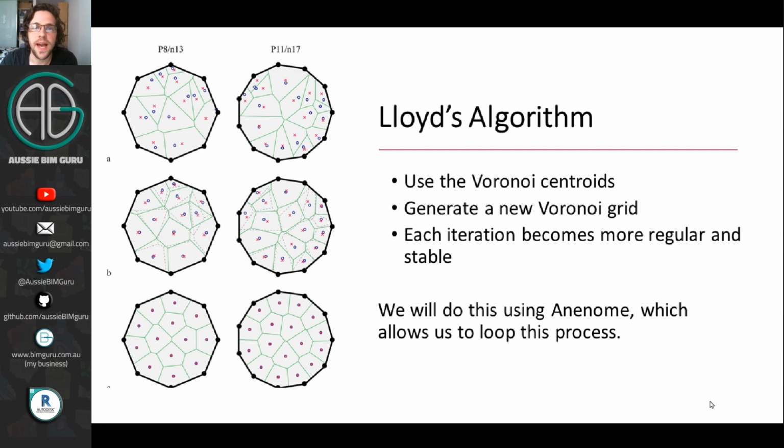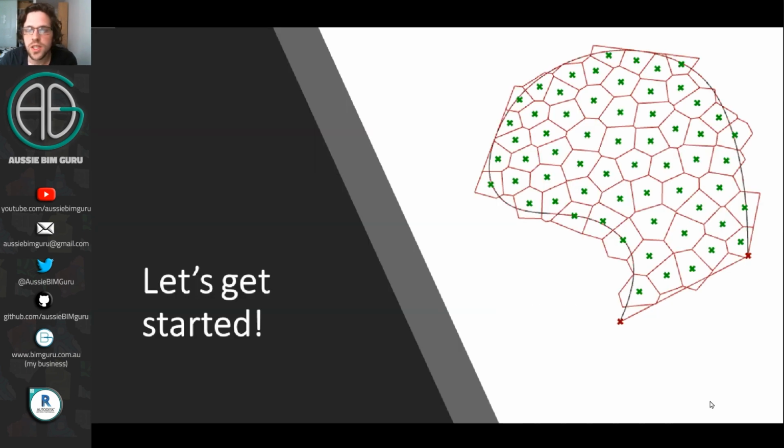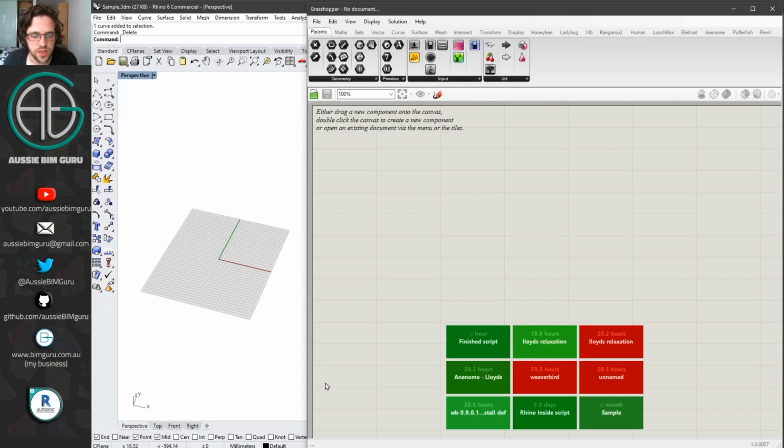I'm going to be using a package for Grasshopper called Anemone in order to do this, in order to loop my function a desired number of times. So without further ado, I'm just going to jump straight into Rhino. So I'm using Rhino 6 here and its inbuilt Grasshopper.